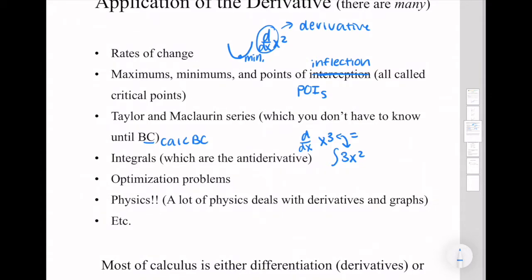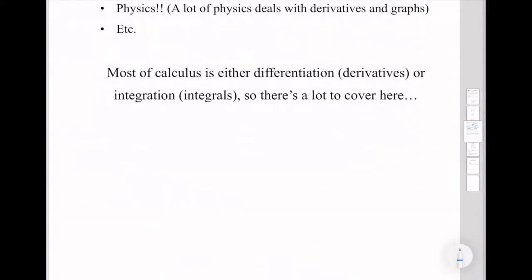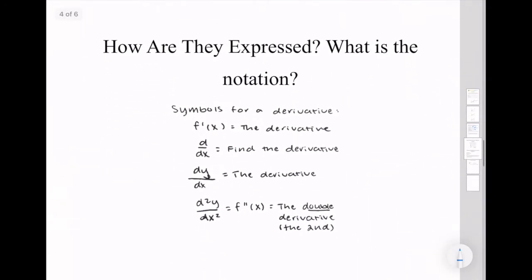Also, if you like physics, a lot of physics deals with derivatives and graphs. So a lot of physics deals with calculus. If you don't like physics, don't be dismayed. You actually don't have to know physics for calculus. But if you go into higher level physics courses, I believe it's not required that you know, but it's certainly very useful. I've used calculus for physics, especially with graphs such as position versus time or velocity versus time, which I can talk about more if we have time at the end, because I want to keep this to about 40 minutes. But most of calculus, like I've already said, is either derivatives or integrals, so there's a lot to cover.